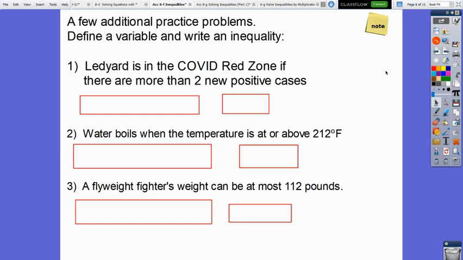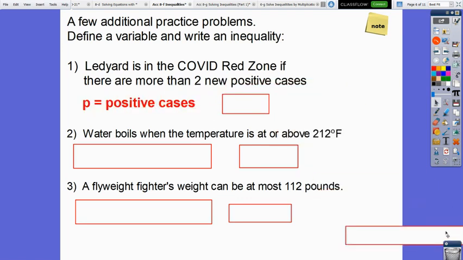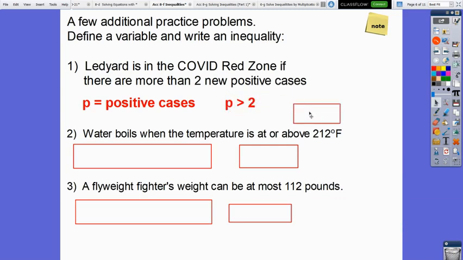Okay, so the unknown, the changing amount here, is the number of positive cases. I used P for positive cases. And they're in the red if there are more than 2. So which symbol are you going to use here? P is greater than 2. If P is 2, it's not more than 2. So that's not part of the inequality. The equal sign is not included.